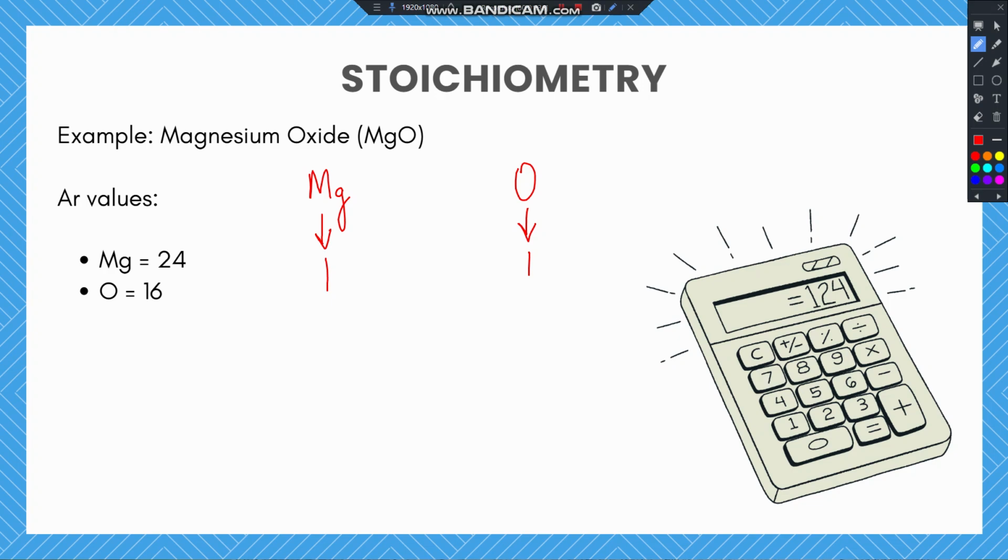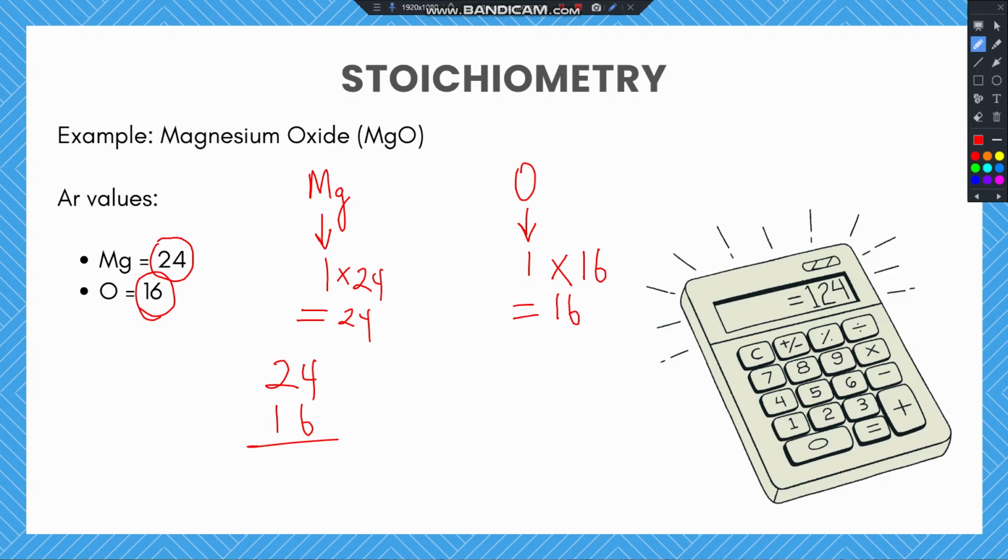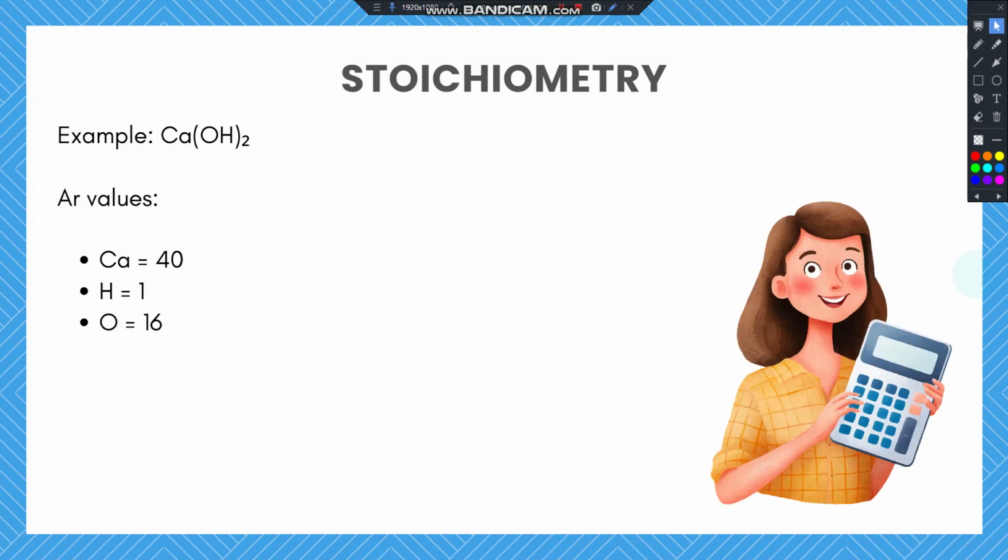The next thing to do would be to multiply each one by the atomic mass. Magnesium has an atomic mass of 24, so this becomes 1 times 24, and that's equal to 24. And we have oxygen to be 1 times 16, because the relative atomic mass of oxygen is 16. This becomes 16. So altogether, we have 24 plus 16. This gives us 40 grams per mole. That's the answer for magnesium oxide. I trust you're getting massive value for this.